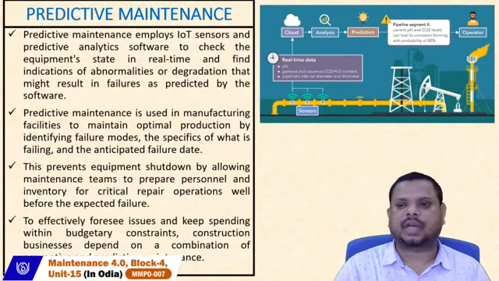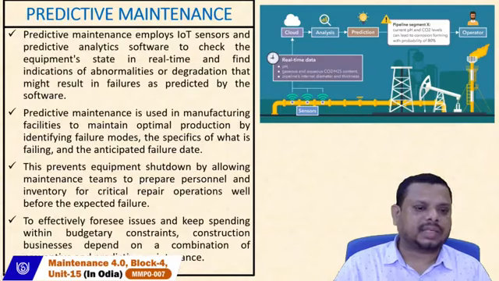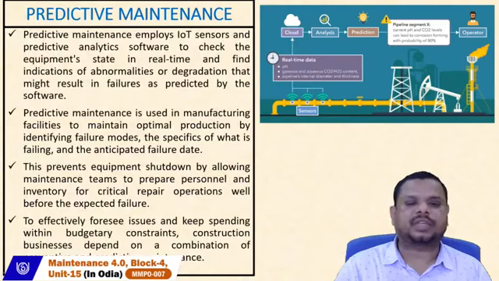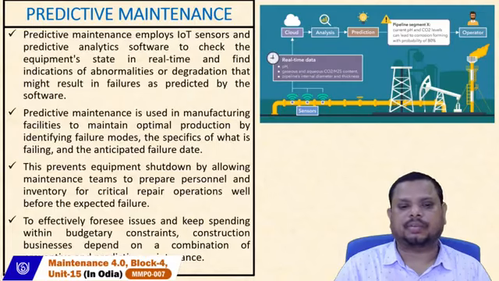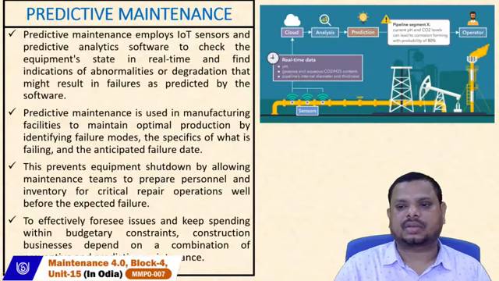One of the failure modes I have explained in the case of oil refineries is how the pH level and CO2 levels lead to corrosion forming in the pipelines. And the next is the specifics of what is failing and anticipation of failure dates. So the third part is dedicated to preventing equipment shutdowns by allowing the maintenance team to prepare personnel and inventory for critical repair operations before the expected failures.